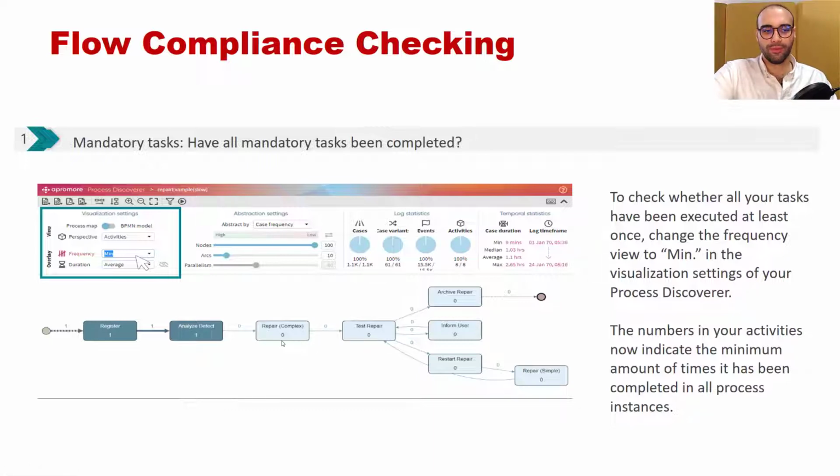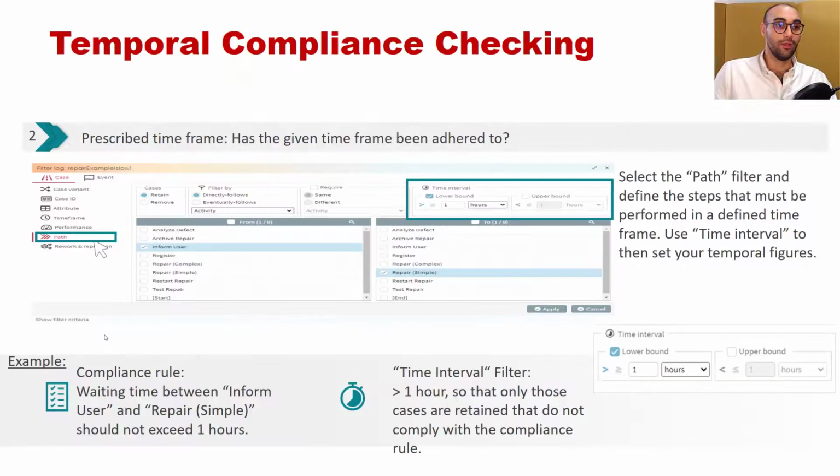There can be some cases without the repair complex activity. So that's what we call a mandatory task. A mandatory task is a task that should be executed for every case inside the event log. We can detect that using a minimum. We can also detect forbidden or prohibited rework inside the event log by changing that into the maximum, as we will see later.